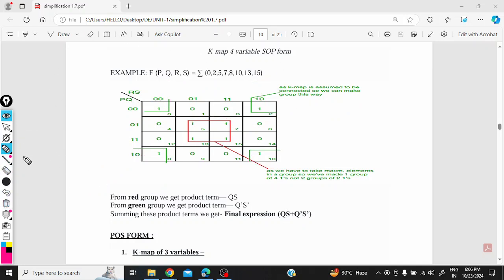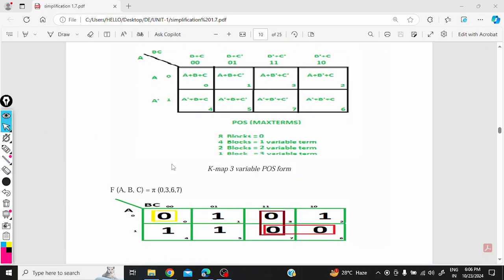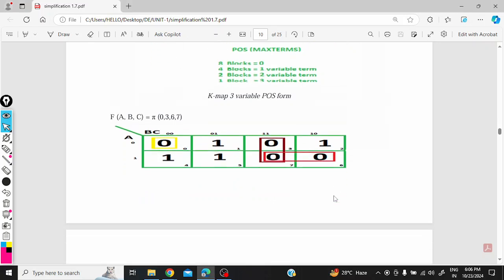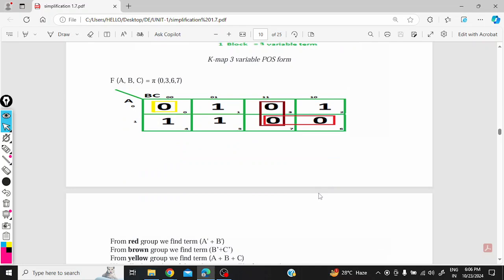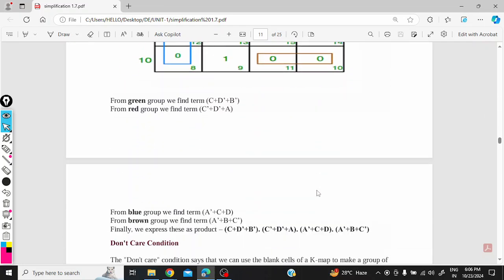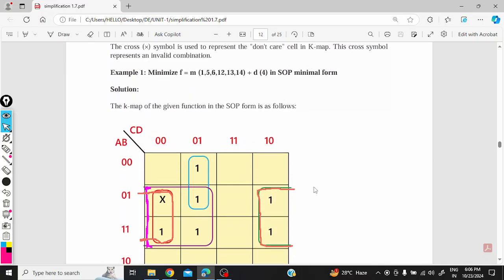Now if we observe the same thing, pi of 0 3 6 7, pi means product of sums, means I need to represent these values with zeros, so I am representing these values with zeros here. The grouping will be the same here. Next, there will be a don't care condition which will be given along with our terms. Yes, this is one example. With this example I can explain more clearly.